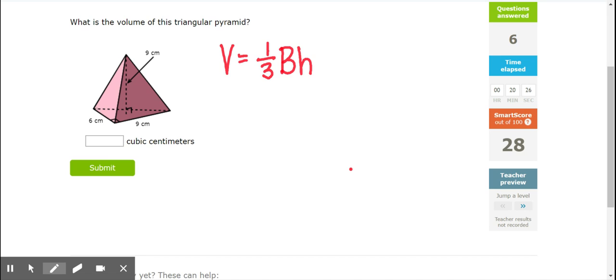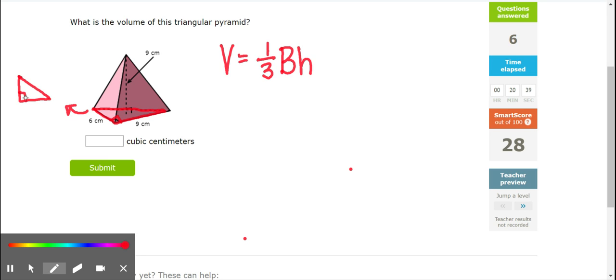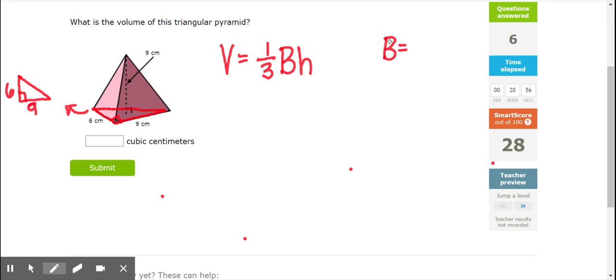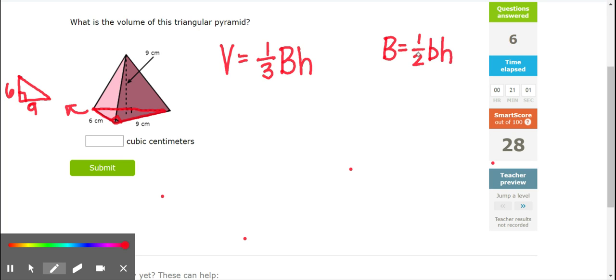Look at my base. My base is another triangle. It's got a right angle. I'm going to draw this triangle over here so if it was just sitting up straight. Okay, so that's what that base would look like if it was just laying flat on your paper. So the formula for area of a triangle, because that's what I need to find, the area of the base to get this capital B, is going to be 1/2 times base times height.